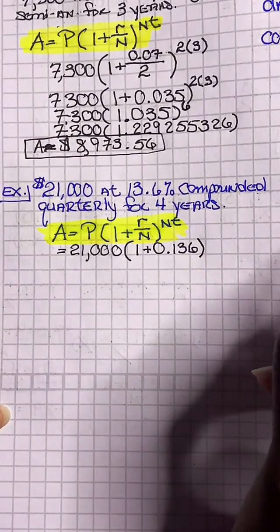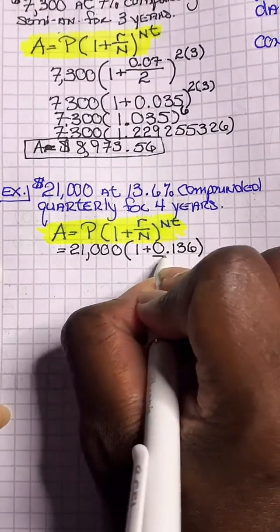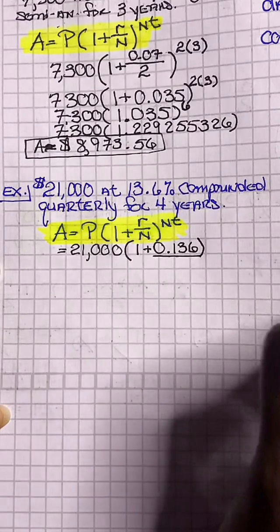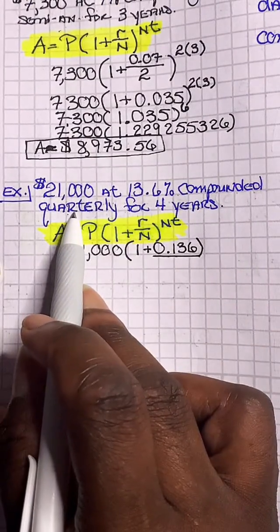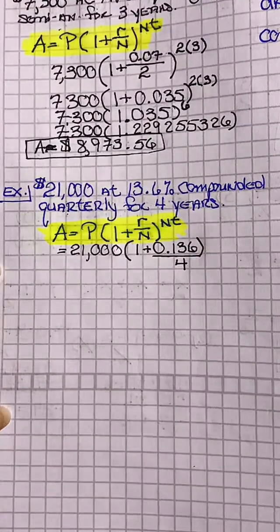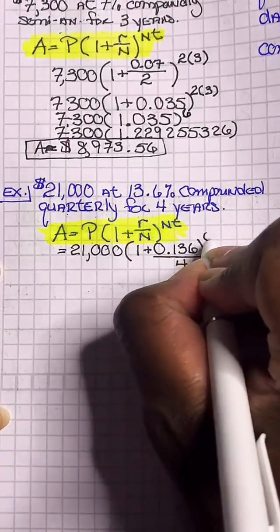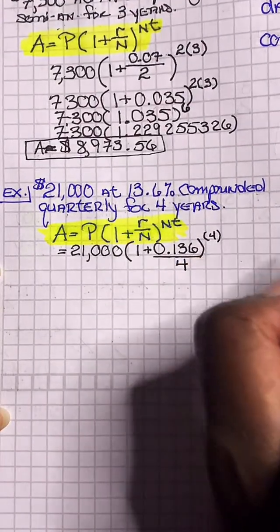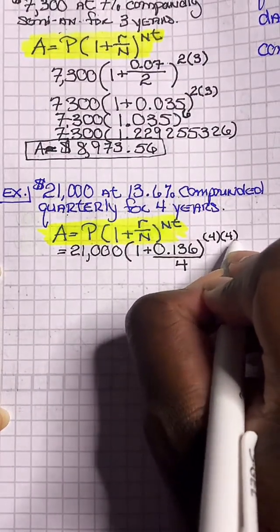All right. So it's going to be that rate over the number of times it's happening. It's saying quarterly. So quarterly, that means it's happening 4 times out of the year. Then we still have this 4, and they're saying how many years? They're saying for 4 years.